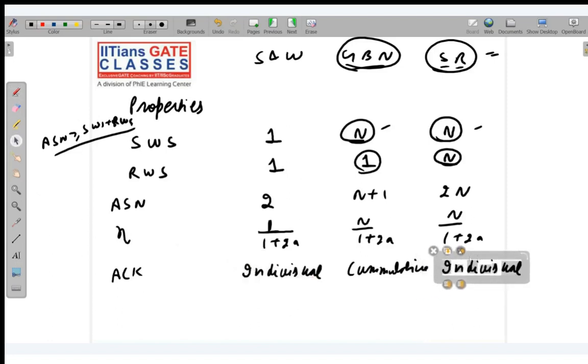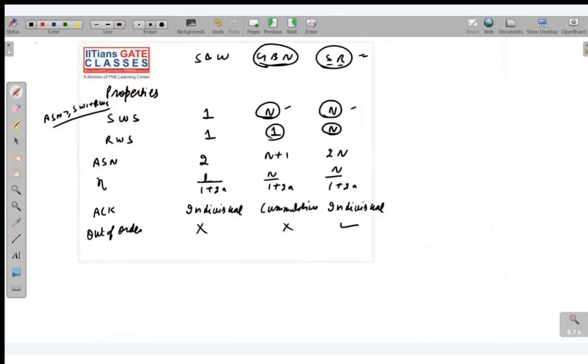Next is out of order delivery. We have negative acknowledgement as well, so I will write that point also. Out of order delivery: in go back N it is not allowed, but in SR it is allowed. Next, NAK: here there is no NAK concept, while in SR the NAK concept is there.